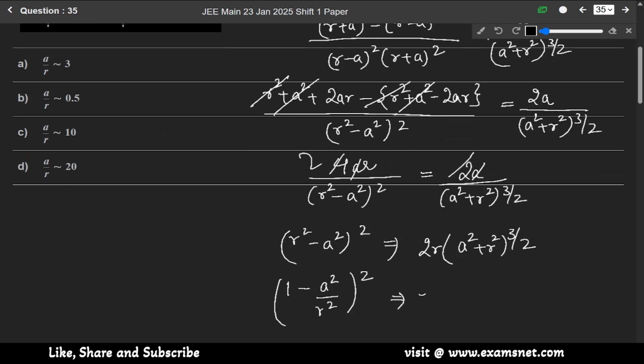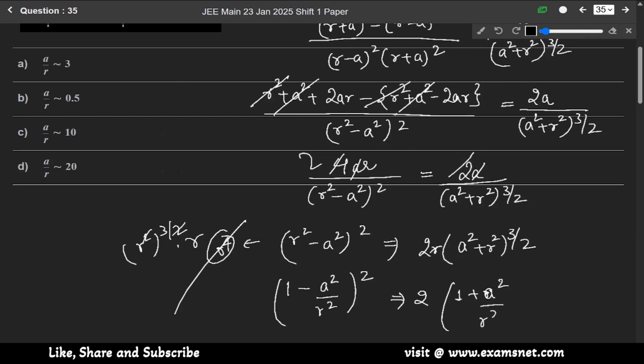So it will be equal to 2, and here also taking r square common, so it will be r square raised to the power 3 by 2, and r 1 r is there, so it will be r cube plus 1 r4, and here we are taking r square common, means here also r4, so this r4 cancels out this r4, so it will be 2 1 plus a square over r square raised to the power 3 by 2.